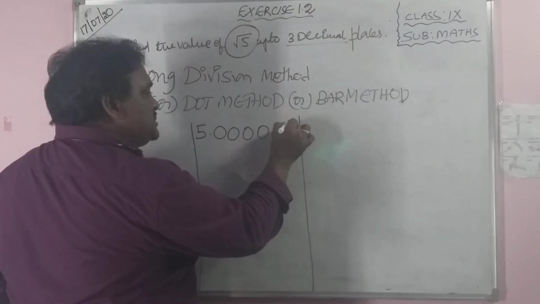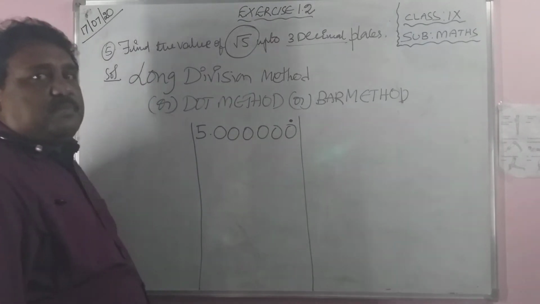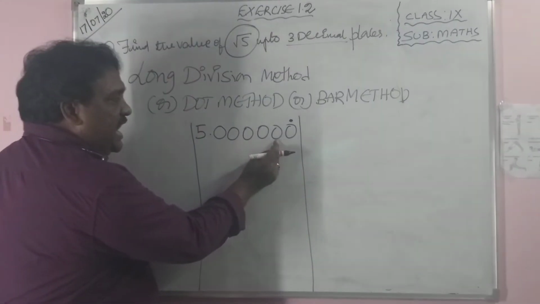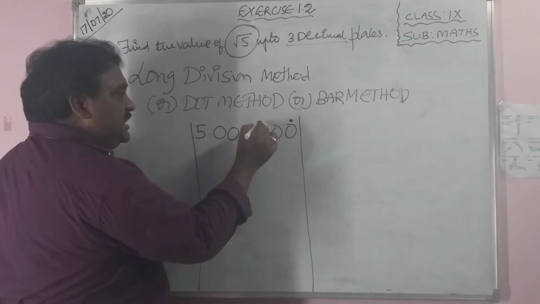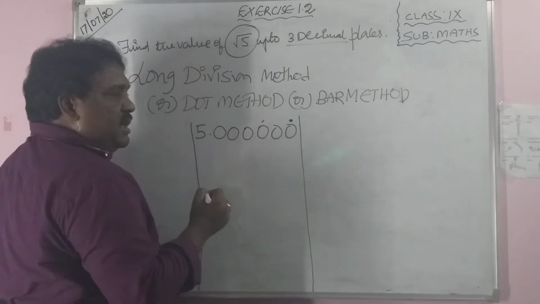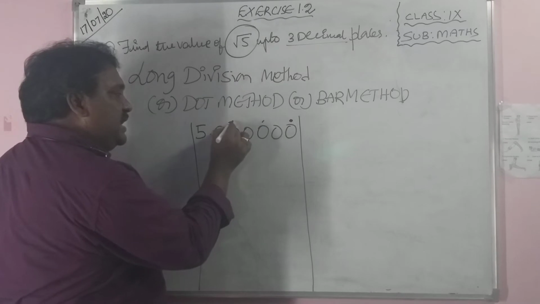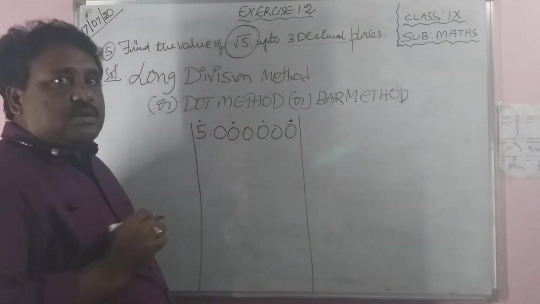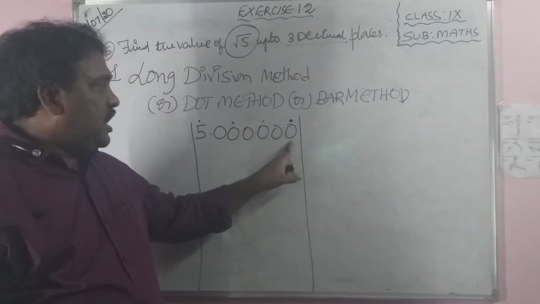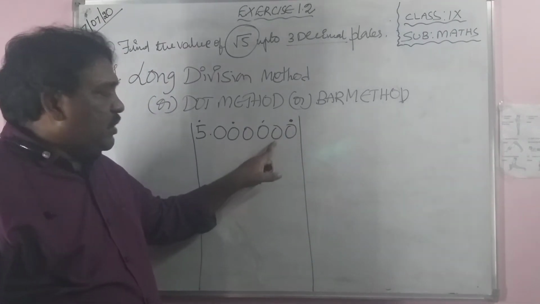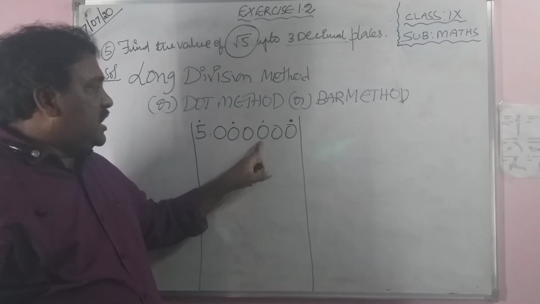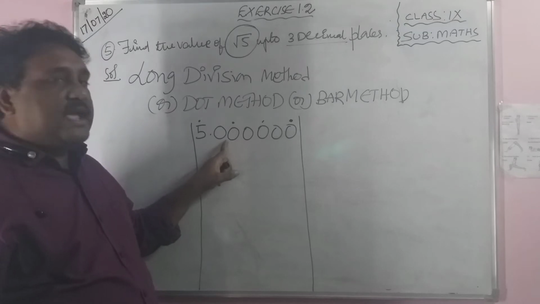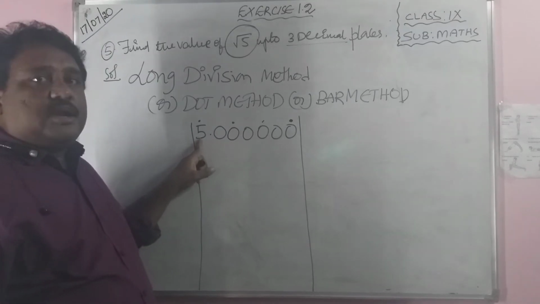Keep a dot on the last number. Then leave one number gap. Leave the next number. Then keep a dot on the next number. Again leave the next number. Again dot. Leave the next number. Again dot. So the dot is important. Keep a dot on the last number, leave one number gap, next number dot again. Again one number gap, next number dot again. Again one number gap, next number dot.